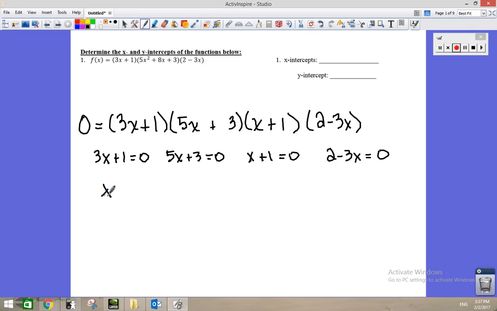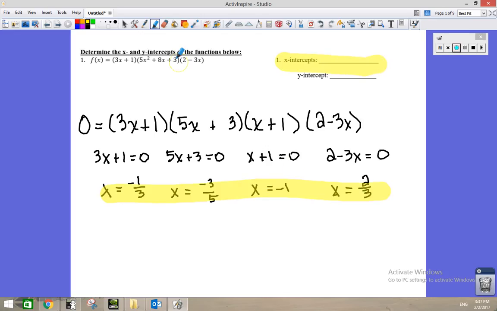So this gives us negative 1/3. This gives us negative 3/5, negative 1, and 2/3. So those are my x-intercepts for this polynomial function. So let's make that clear. These x-intercepts right here, these are my 4 x-intercepts.